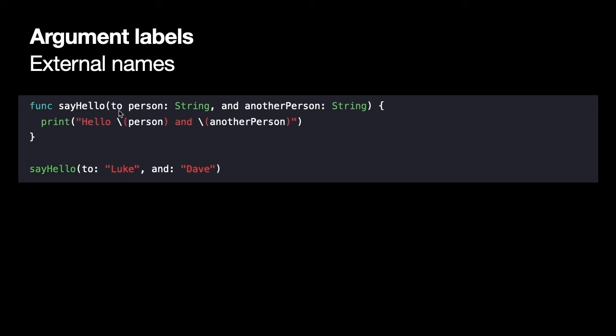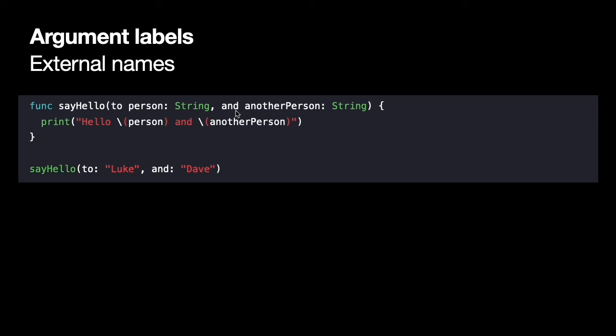In this case, the first parameter, we have func sayHello to person colon of type string. The first item, to, is the external name, or the argument, also called the argument label, and then the internal name, the parameter name, is person. So internally for the implementation, we use person, but externally we use to.